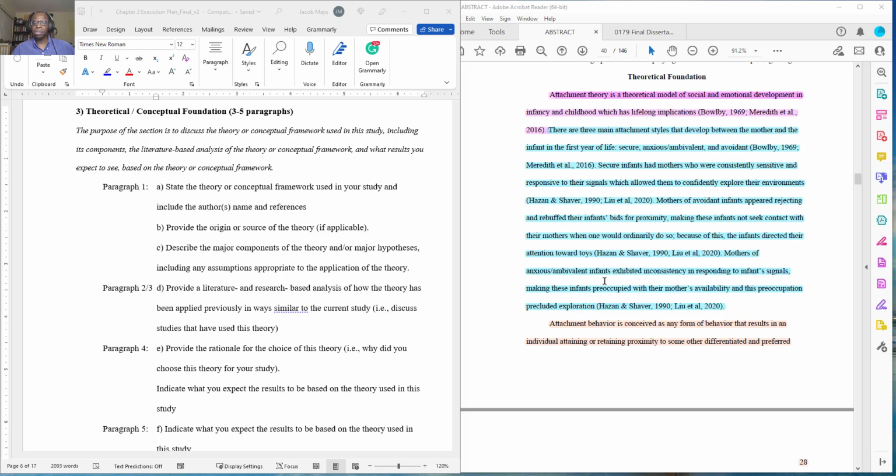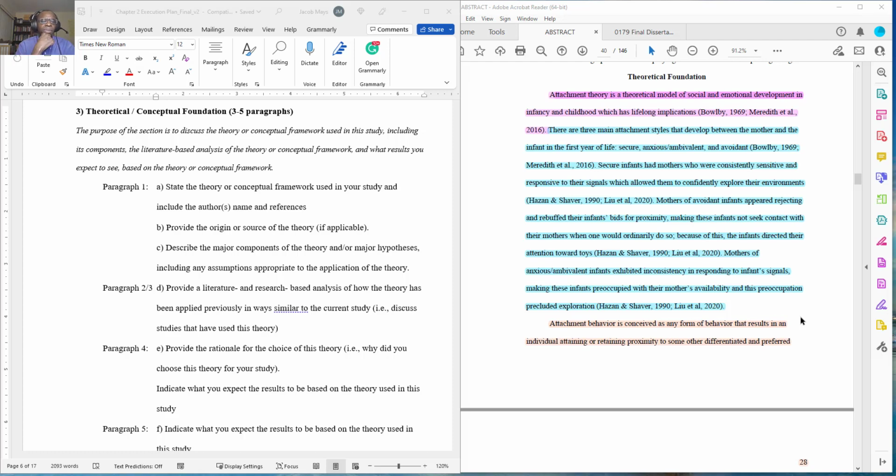Mothers of anxious ambivalent infants exhibited inconsistency in responding to their infant signals, making these infants preoccupied with their mother's availability, and this preoccupation precluded exploration. All right, so that's what we covered in paragraph 1.